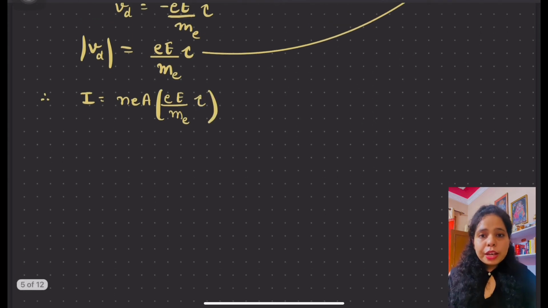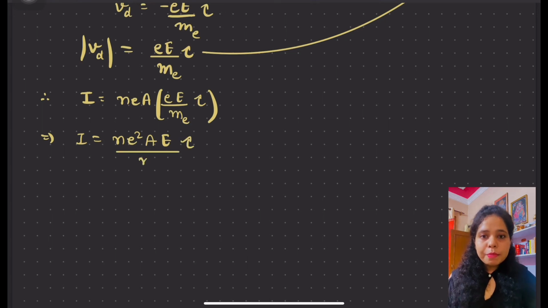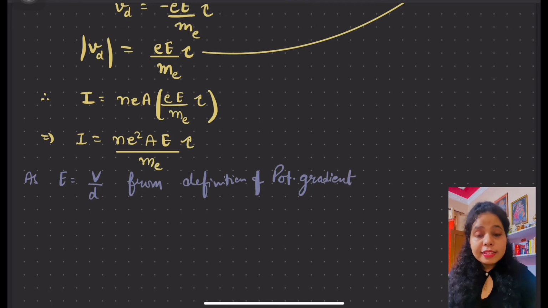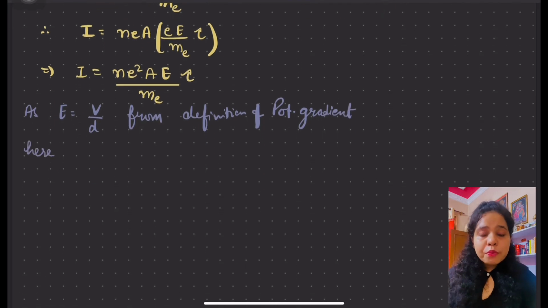Now we can rearrange this equation and multiply by small e, so we have I = ne squared A capital E relaxation time divided by mass of electron. In this expression we do not have potential difference, and in Ohm's law we know V = IR, the relation between potential difference and current. So here there is no potential difference present, therefore we recall the definition of potential gradient, that is E = V upon d. From this equation we can easily find the potential difference.